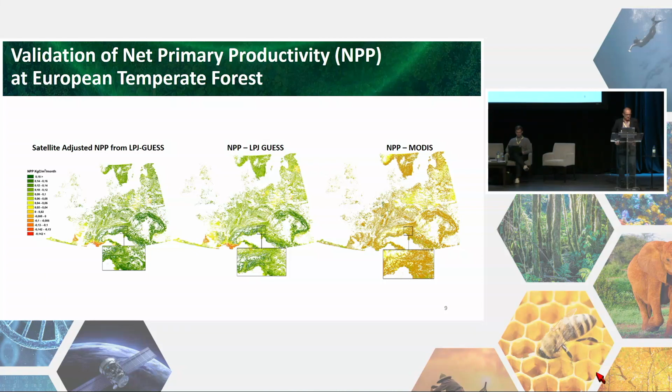So on this slide, we show you three comparisons of NPP products. On the left, this is what we call the satellite-adjusted NPP, so with the assimilation of LAI in the LPJ-GUESS model. In the middle is the NPP from the model without the assimilation of LAI, and on the right you see the NPP from MODIS. What we can say is that when we assimilate the LAI into the model to have these satellite-adjusted NPP, we have an improved spatial resolution, as you would understand, that we get from the LAI. So this enhances in a way the spatial details of NPP compared to the MODIS product or to the LPJ-GUESS model when we don't use observation data.